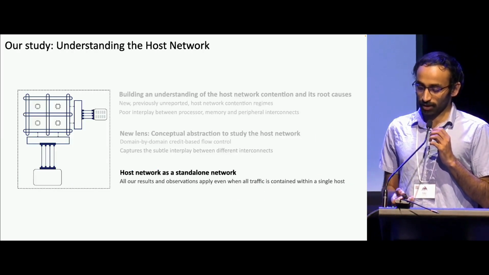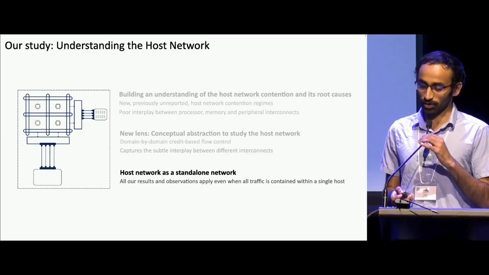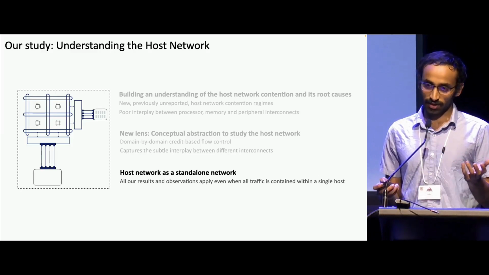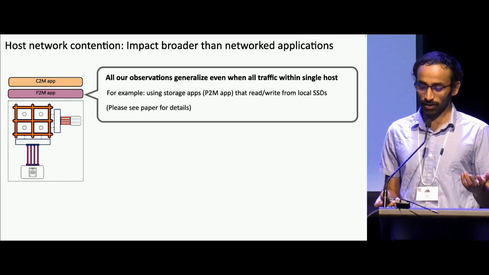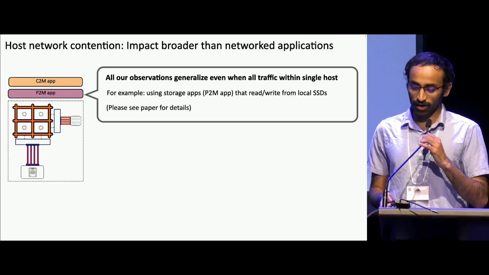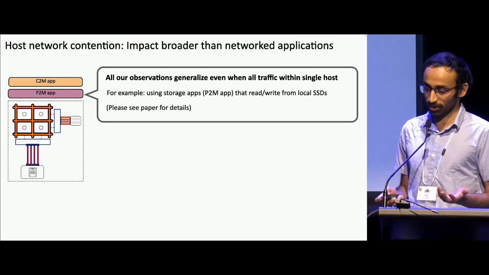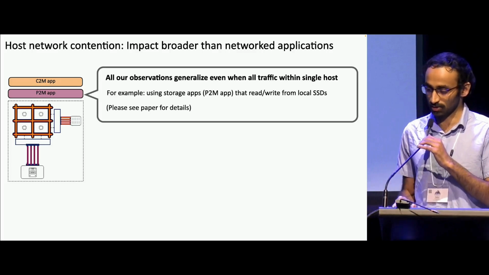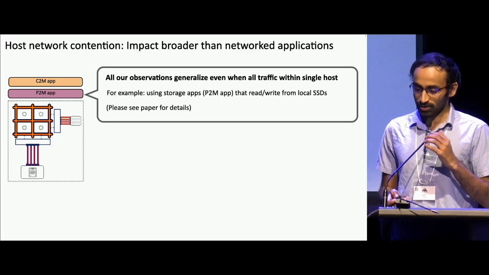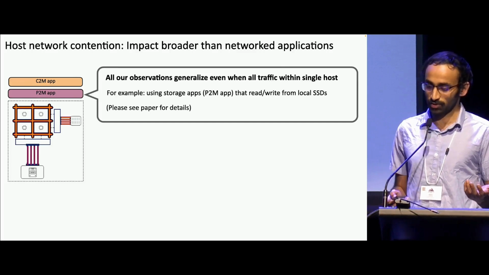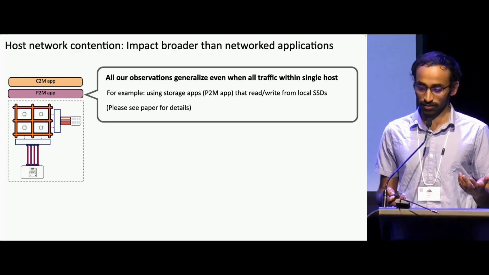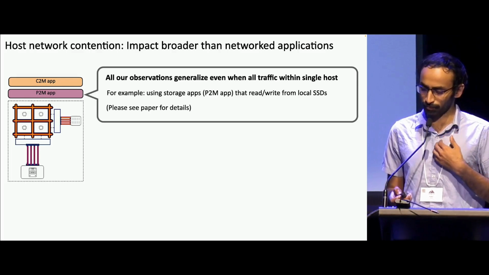So finally, I want to highlight the point that all of the observations I've told you till now, and everything in the paper, generalizes even to the case when all of the traffic is contained within a single host. So for example, instead of a networked application, if you have, say, a storage application that is doing reads and writes to a local SSD, we observe the same results and trends. And this basically tells us that the impact of host network contention is broader than the context of networked applications, thus motivating that it's interesting to study the host network as a standalone network.